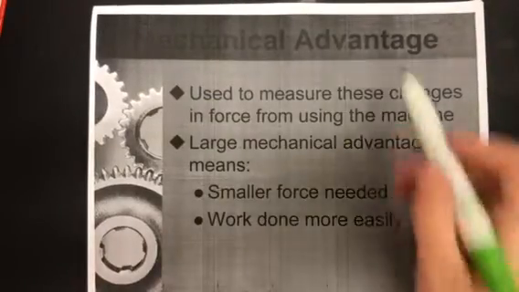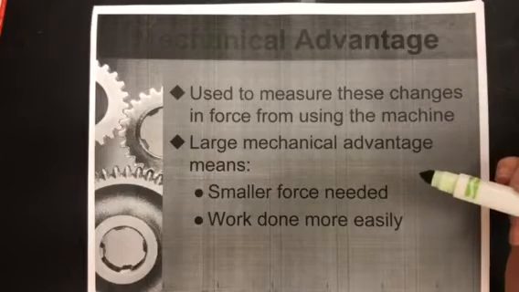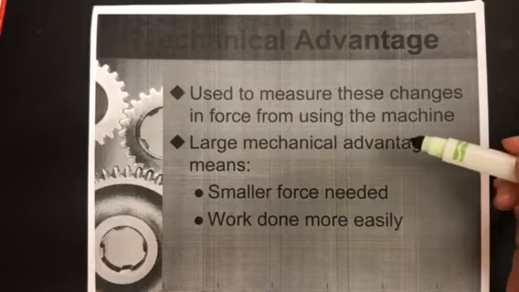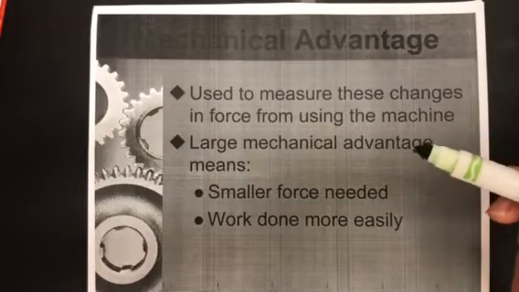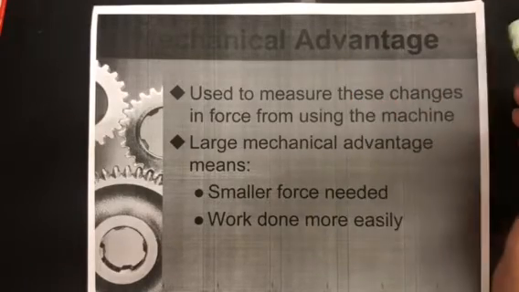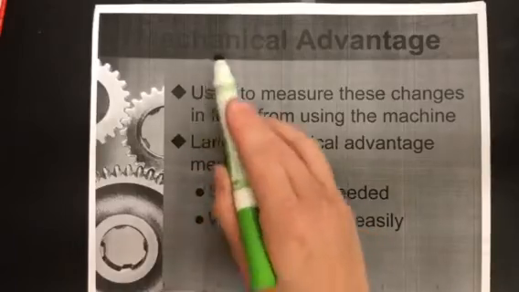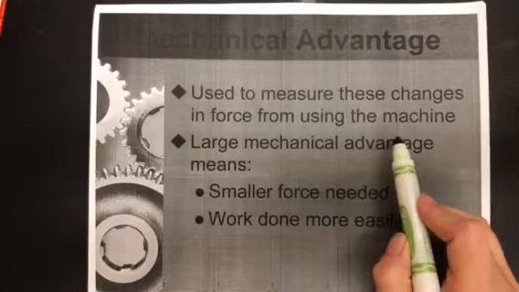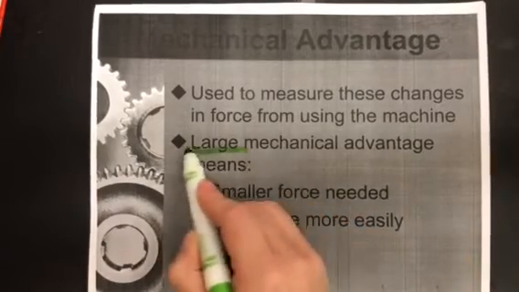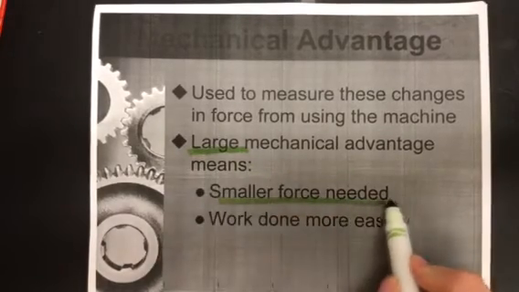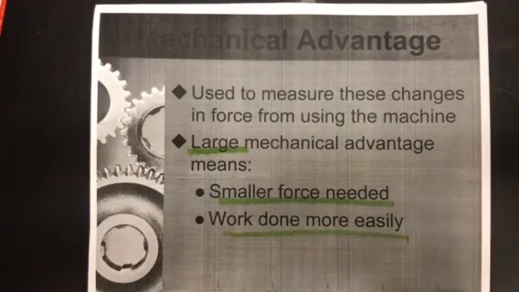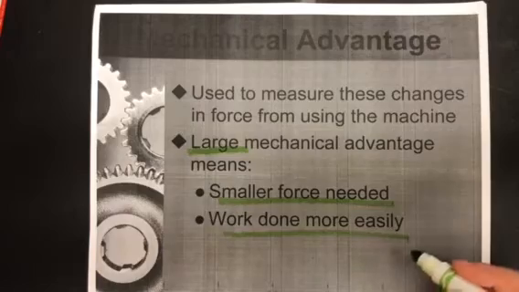Mechanical advantage: when you have an advantage of something, it means you're going to do better. So it's the same thing with machines. Something about that machine makes the work easier. It has an advantage for the job. So mechanical advantage is used to measure these changes in force from using the machine. Large mechanical advantage means smaller force needed, work done more easily. So the bigger the number, the better the machine. Okay? Bigger the number, the better the machine.